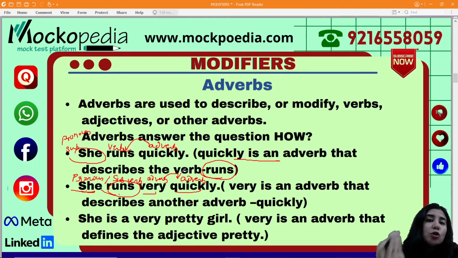Please now read both the sentences to understand the difference. You will get a better understanding. In the previous one, quickly is an adverb for runs. In the second statement, quickly is still an adverb for runs, but very is an adverb for quickly. So please do it, and then we are going to learn the third usage.